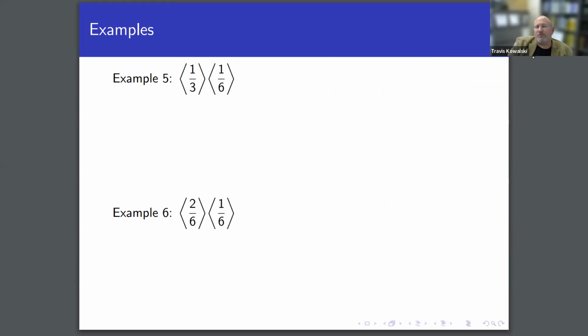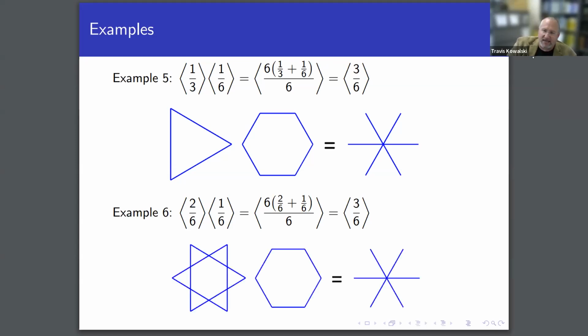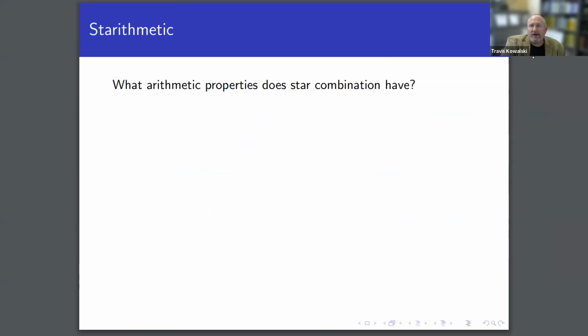Last but not least, I've got two more examples. If I take the 1/3 star and add it to the 1/6 star, that's a 6-sided star that has a skip step of 3. So triangle combined with hexagon equals asterisk, if you'd like. The 2/6 star combined with the 1/6 star is also a 6-sided star that has a skip step of 3. So the Star of David combined with the hexagon is equal to the same asterisk. And this last part right here is what's going to jump us into our next section, talking about the arithmetic rules that we get from this definition.